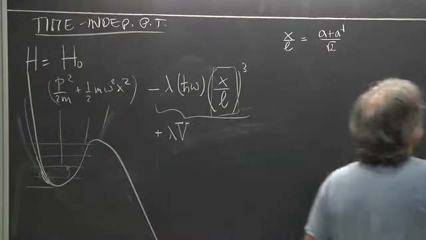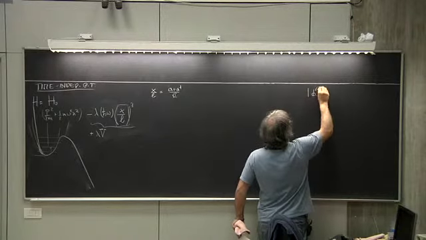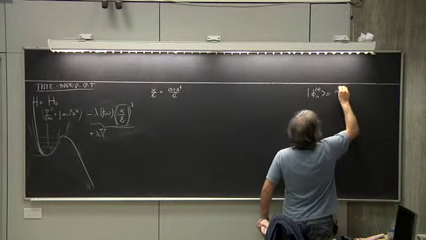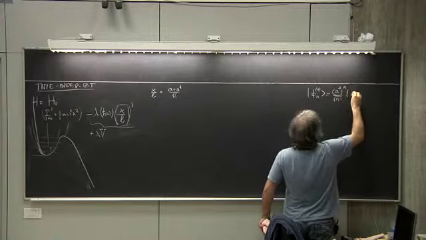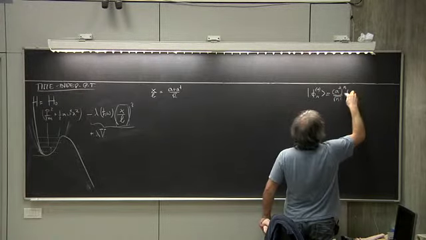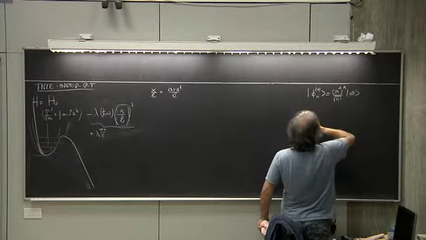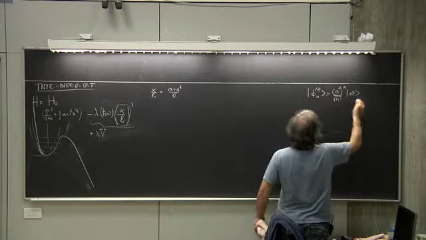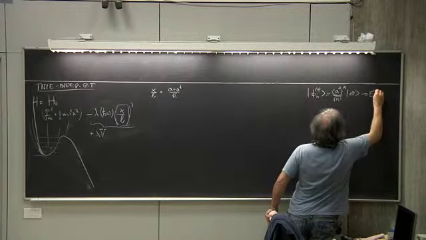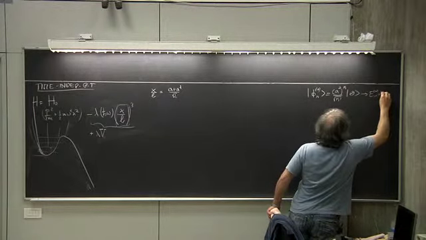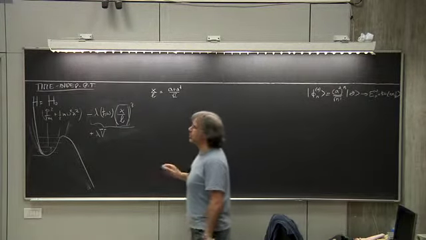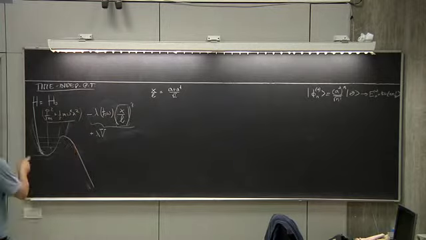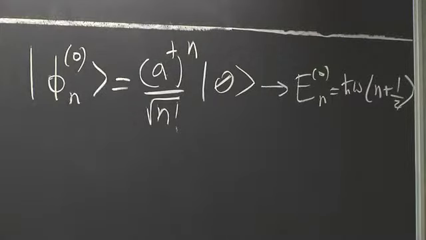So the phi 0 n, let me write it here, phi 0 n are simply A dagger to the power n over square root of n factorial applied to the vacuum, the thing without objects. And these have energies E0n, which are simply h bar omega (n plus 1/2). This is the unperturbed part, after obviously getting rid of the... Okay. Good. So let us proceed.